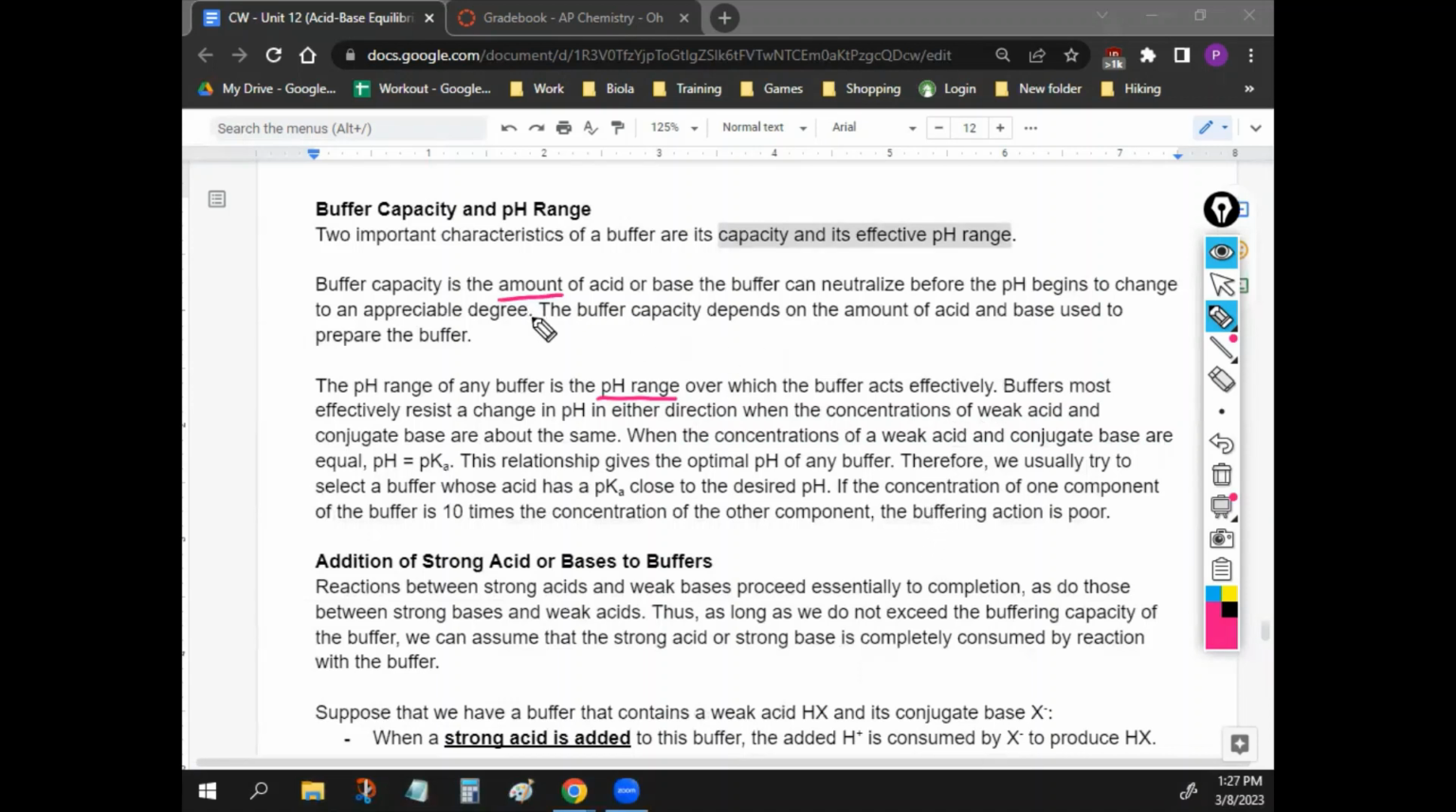Okay, and then there's a bunch of descriptions about that, but those are the two key things that you guys need to know. Buffer capacity is how much, this is quantity, right? So we're talking about concentration, or not concentration, sorry, volume. Okay, so the volume of acid, well, that does depend on concentration. Volume and concentration of acid or base that the buffer can neutralize before it stops working. And then pH range is what range of pH it can actually work effectively. Okay.